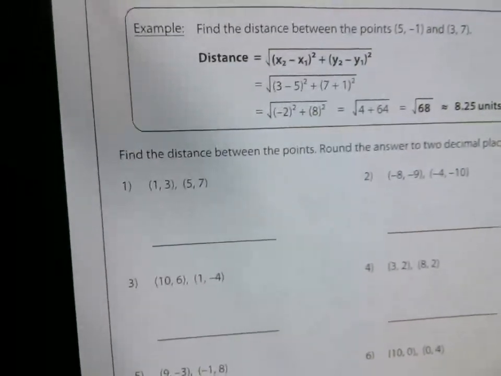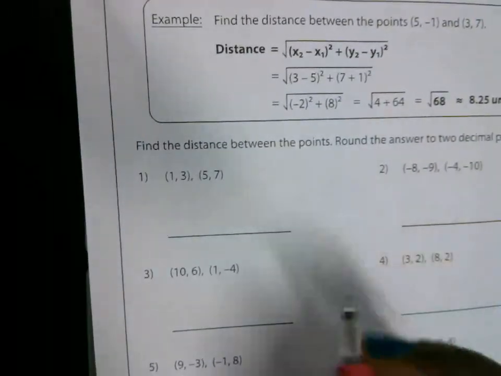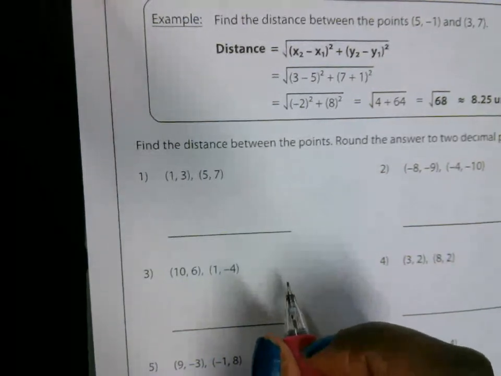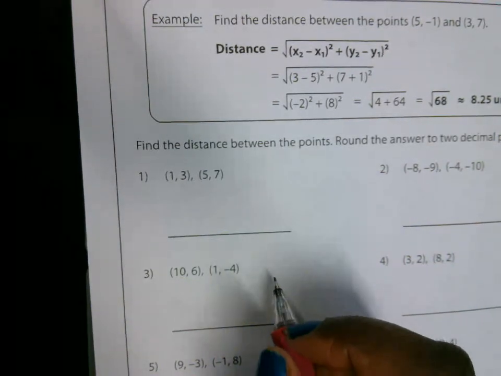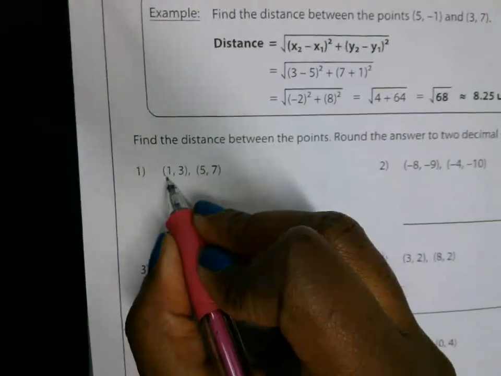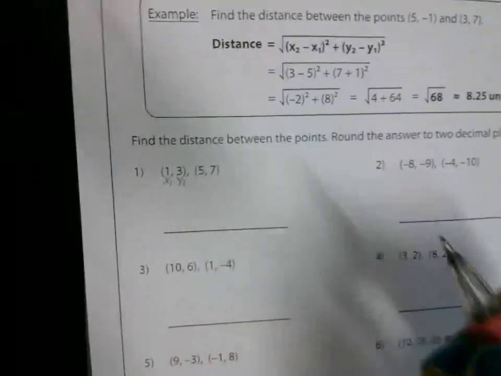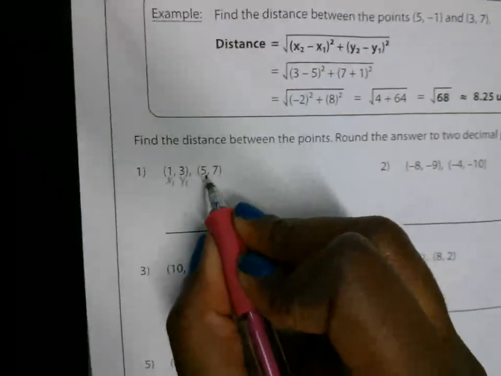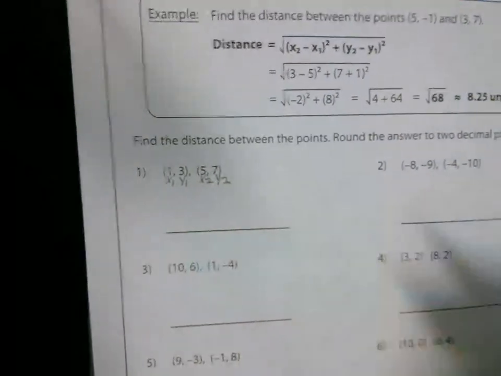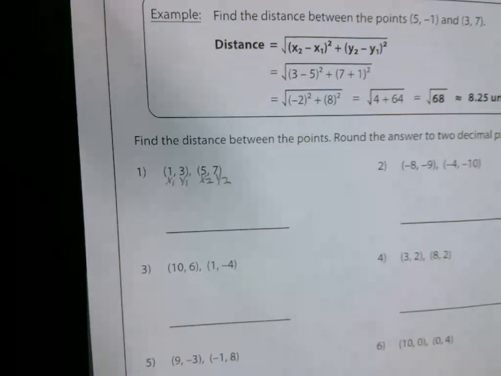Let's find the distance between 2 points. So first thing to find the distance between 2 points is to label the points. So we are going to label the points. This first point, this is x1, y1. First point. Second point, x2, y2. Any questions about labeling the ordered pairs? First point, second point.